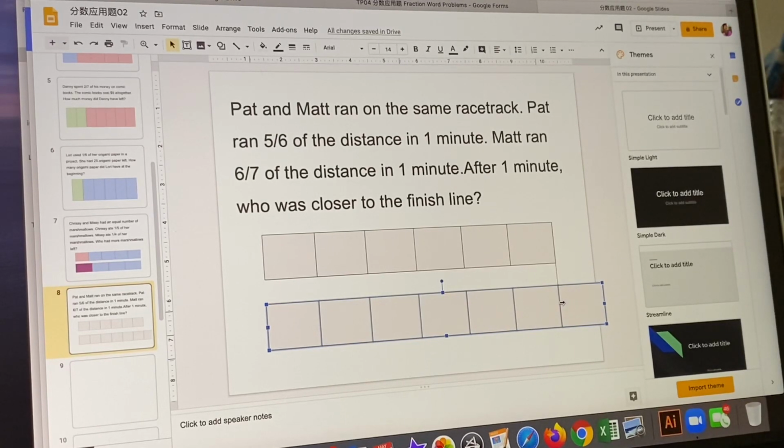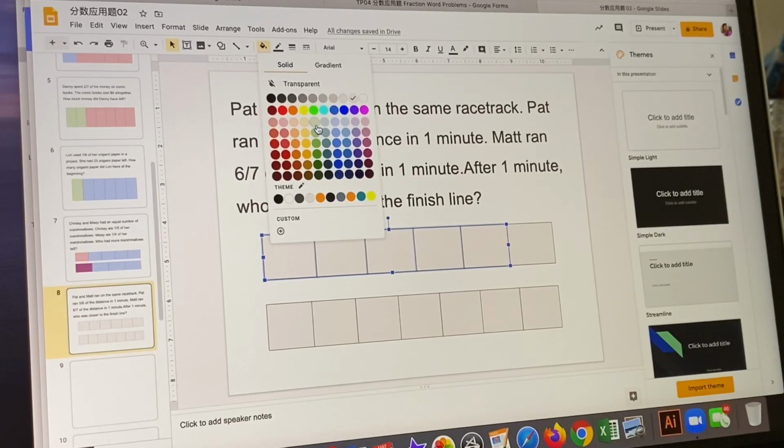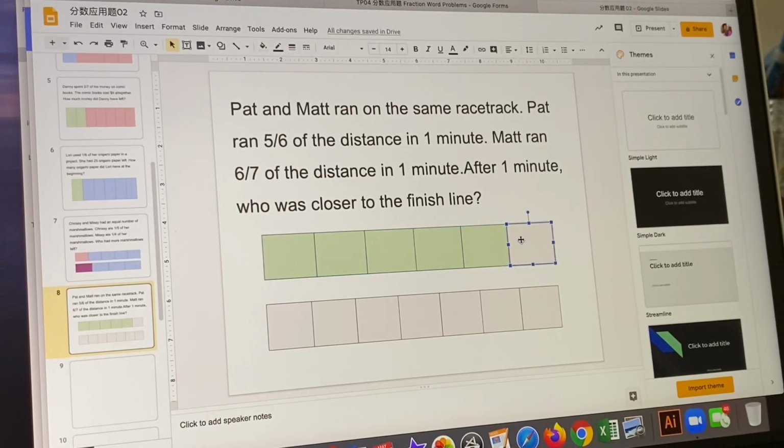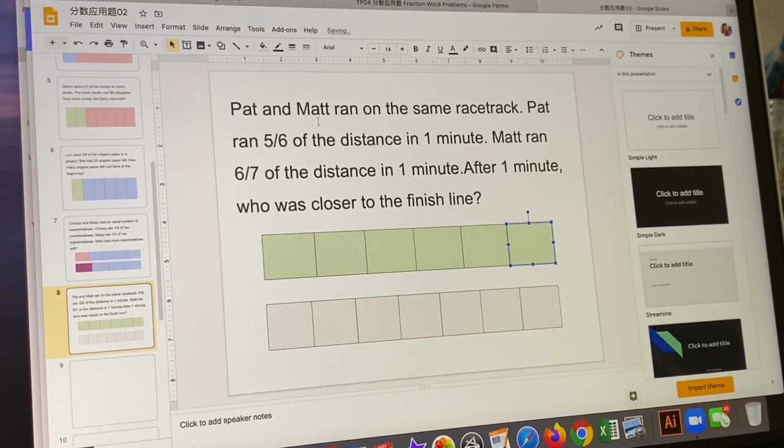But yes, because it is the same distance, and Pat ran 5 out of 6. 1, 2, 3, 4, 5. 5 out of 6. This is Pat. Use green. And this is the distance to the destination. To the destination. Voila. And the 6, 1, 2, 3, 4, 5, 6.